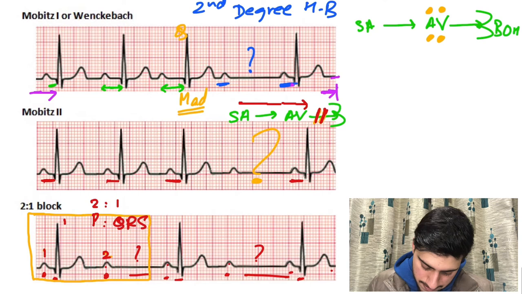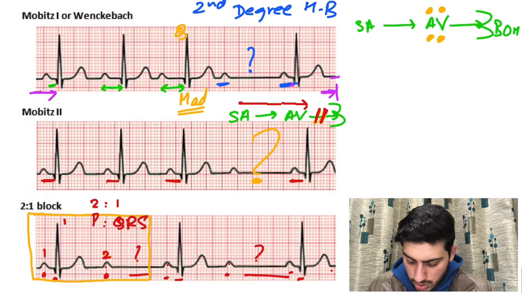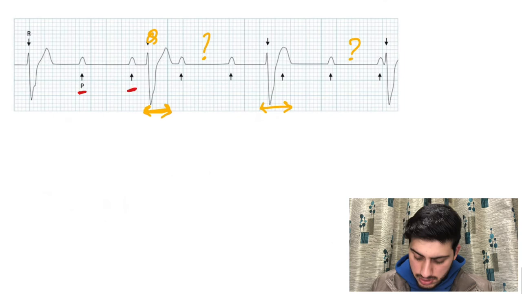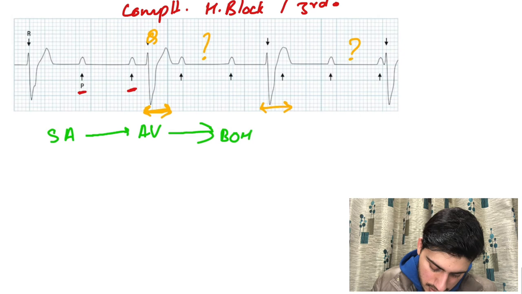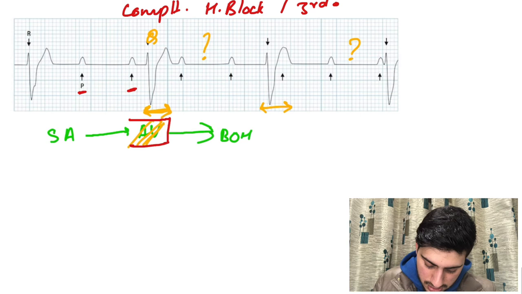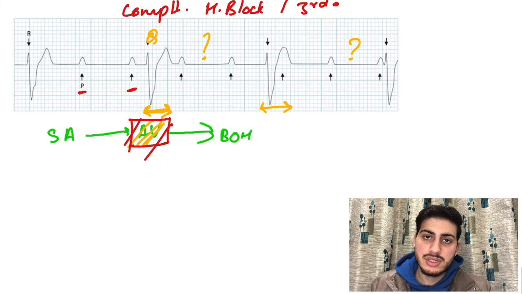Now the 2:1 is also the same. Some texts say there is a block in the bundle of His, some say there can be a drop in the Purkinje fiber. Okay, now going forward to complete heart block, this is the bundle of His. Now here the block is over the AV. The AV is not even functioning. I'm not talking about hindrance or minor blockages in the conduction, but the AV is not functioning.